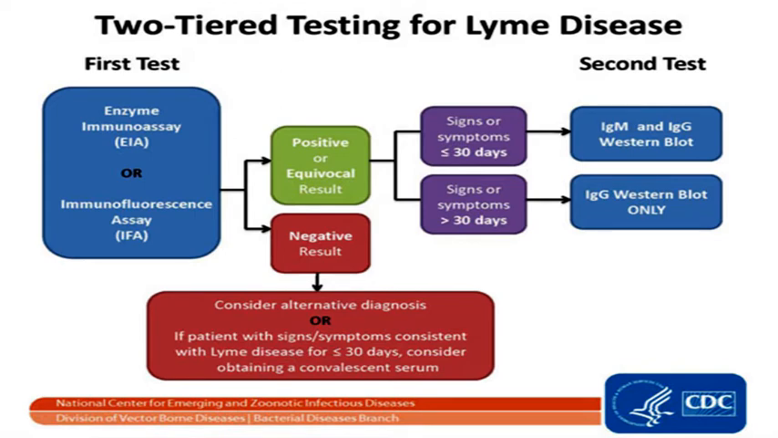Signs or symptoms greater than 30 days, you do the Western blot only. Keep this in mind. I'm going to ask you why in probably about 15 minutes, why you think it deviates right here. So listen up for that.